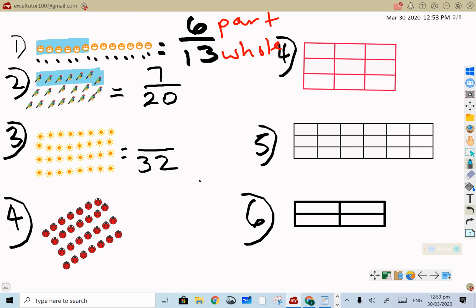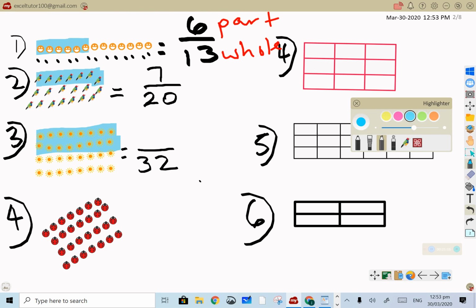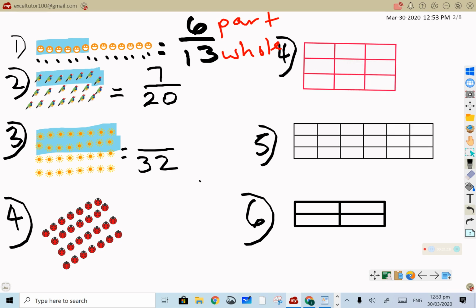And if we were to highlight 2 rows, okay, and they ask us how much was shaded, what would we say? So let us count again. 1, 2, 3, 4, 5, 6, 7, 8, 9, 10, 11, 12, 13, 14, 15, 16. Or we can easily say 1, 2, 3, 4, 5, 6, 7, 8, 1, 2. 8 twos are 16. Okay, so there are various ways.